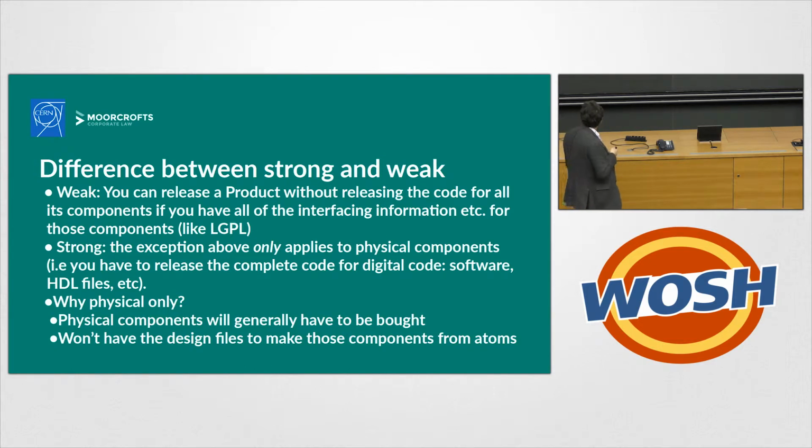And what's the logic behind this? Well, we acknowledge that physical components will generally have to be purchased. And in the same way, it's not going to be the case that you will have the design files available to make those physical components from atoms. Whereas it is, in theory, possible that if you want to go for the strong variant of the CERN OHL, you would be able to get hold of all of the design files for all of the HDL for a particular processor core. And then that would mean that the whole of that ASIC would then have to be released under CERN OHL.